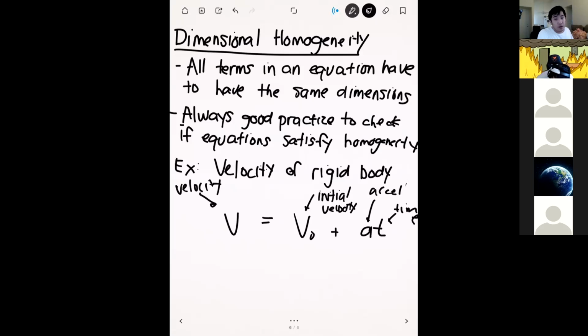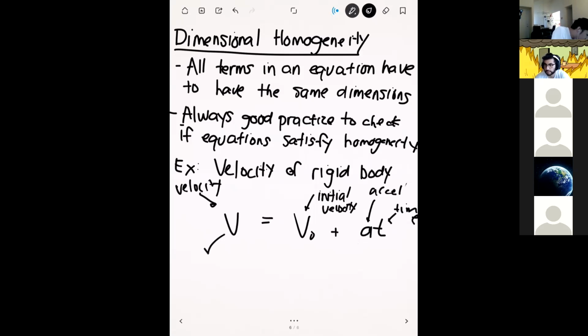When I'm asking you to check dimensional homogeneity, I want you to check the dimensions for every single term in this equation. We have three different terms: v, v naught, and a times t. When I say term, I mean terms are basically separated by adds or subtracts. So a times t is not two terms, it's just one because they're multiplied by each other. The different terms are separated by pluses, minuses, or equal signs.